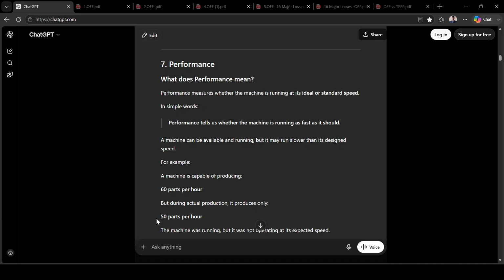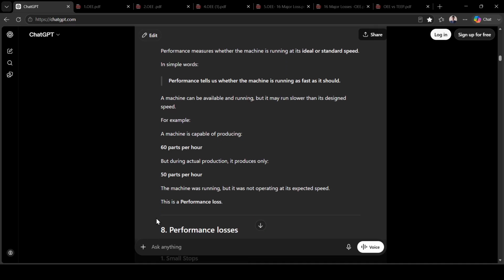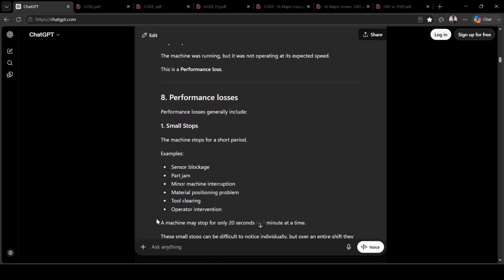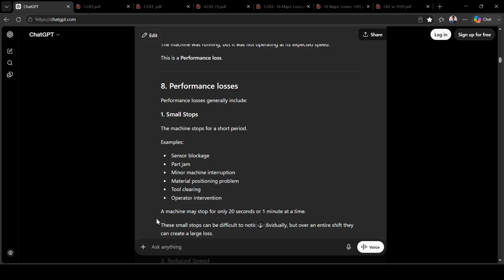For example, a machine is capable of producing 60 parts per hour, but during actual production it produces only 50 parts per hour. So the machine was running, but it was not operating at its expected speed. So this is a performance loss. Performance losses generally include the following.